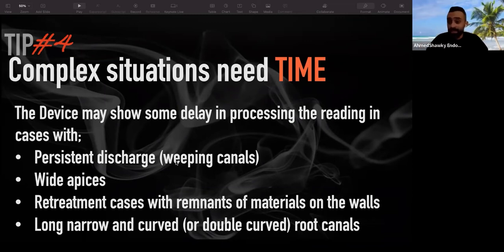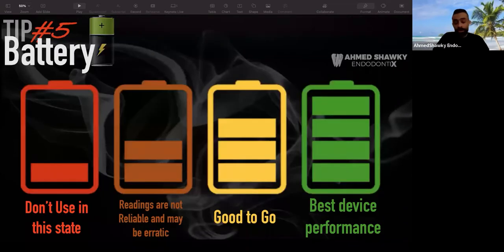We will discuss this in our courses with Total Core, about how to manage open apices. So I select maybe a larger file. Sometimes we select an endodontic plugger of larger size to fit the canal size. Retreatment cases with remnants of materials on the wall might delay the reading, as do long narrow canals or double curved root canals. So take time until you reach your point, which is the apex.